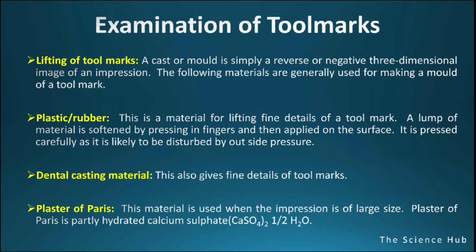Then it is a dental casting material. This also gives the fine details of tool marks. Then plaster of Paris. This material is used when the impression is of large size. Basically, plaster of Paris is partly hydrated calcium sulfate.